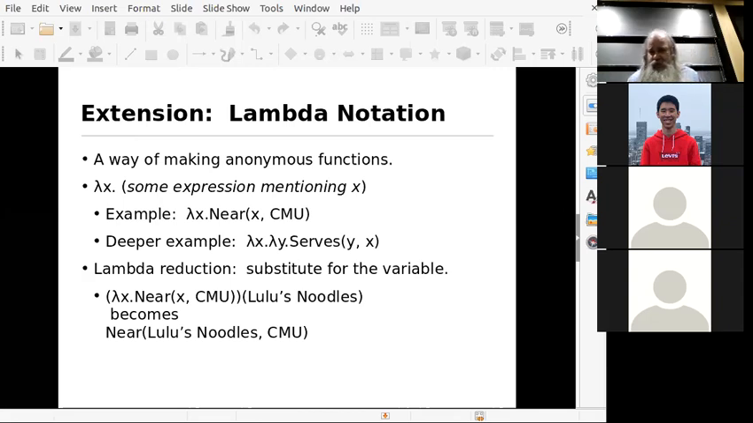Lambda reduction means if you've got a statement and you've got a value, actually reducing this lambda expression by taking this value and replacing x, whatever that lambda x is, with whatever that value is. Lambda x something with some value afterwards means exactly the same as actually applying it and removing the lambda. So in other words, lambda x near x CMU applied to Lulu's noodles means exactly the same as near Lulu's noodles CMU. Now, again, it's a subtle thing.